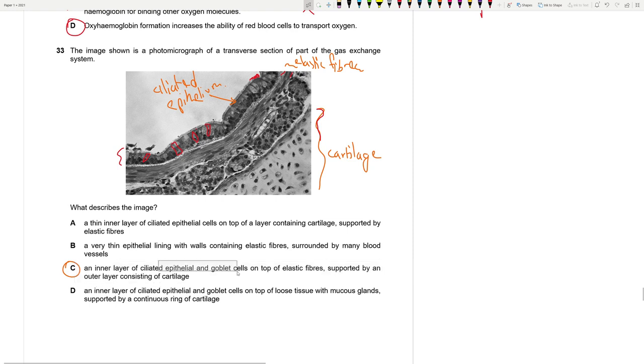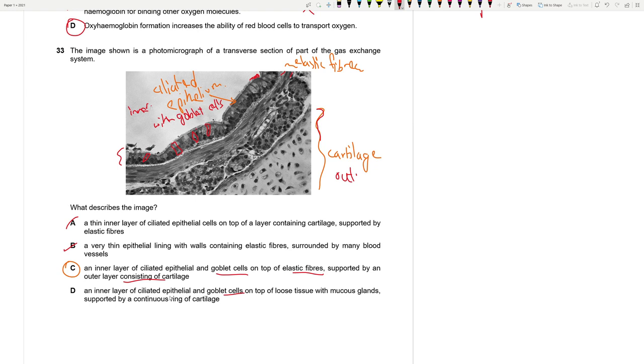Okay, this is what I was talking about. Not only is this ciliated epithelium, it also contains goblet cells. That's why A and B were wrong. We need to talk about goblet cells on top of elastic fibers supported by an outer layer containing cartilage. So this is in the outer layer, and this ciliated epithelium with goblet cells is actually the inner layer, and supported by an outer layer consisting of cartilage.